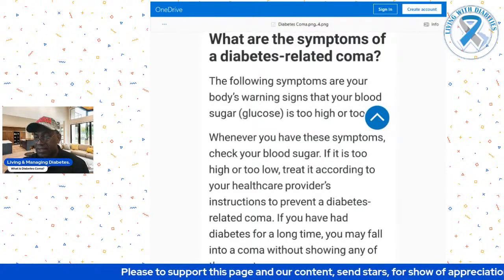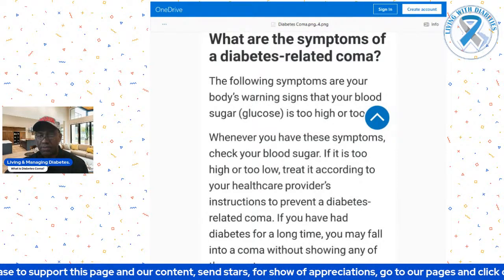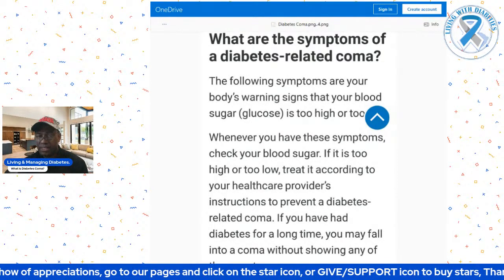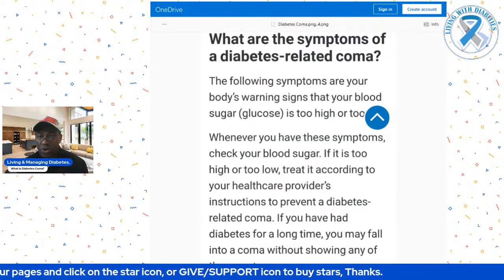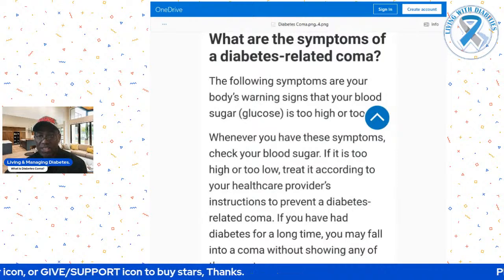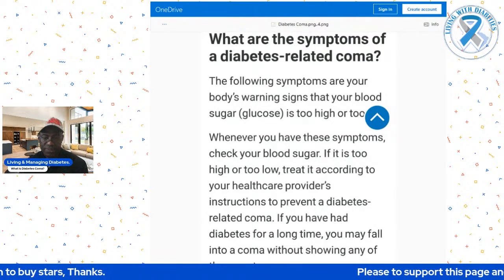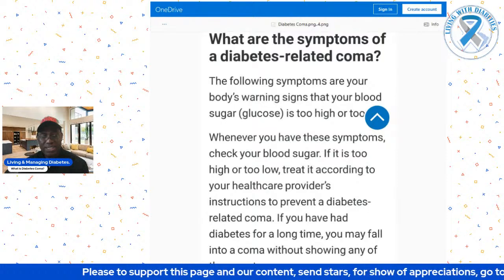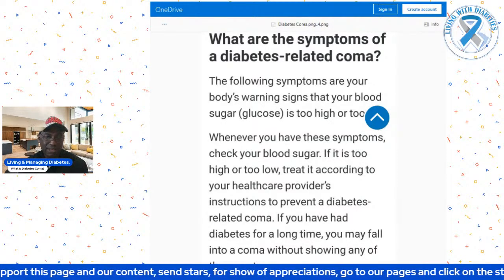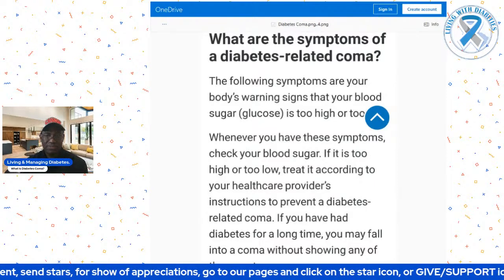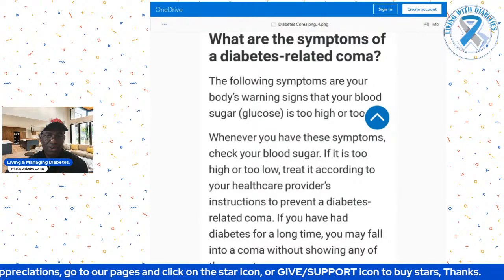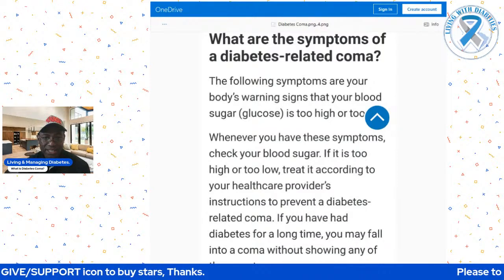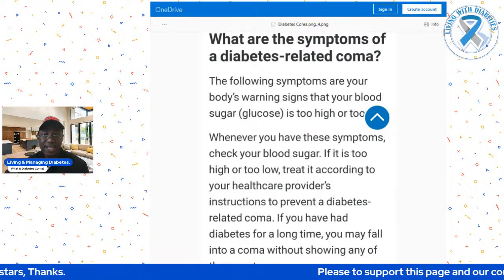So what are the symptoms of diabetic related coma? The following symptoms are your body's warning signs that your blood sugar or glucose is too high or too low. That is why you have to understand each symptom. If you're diabetic, you dine and wine with symptoms. You must understand each symptom and be able to interpret it. That is how you manage your diabetes. At every point in time you develop a symptom, you should be able to analyze it, interpret it and then take the necessary precautions to solve that situation.